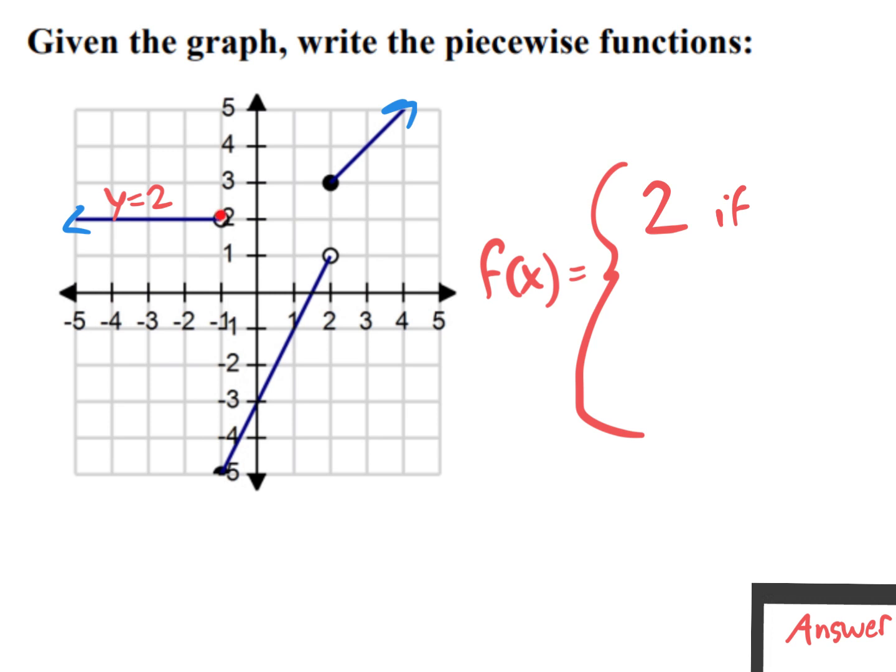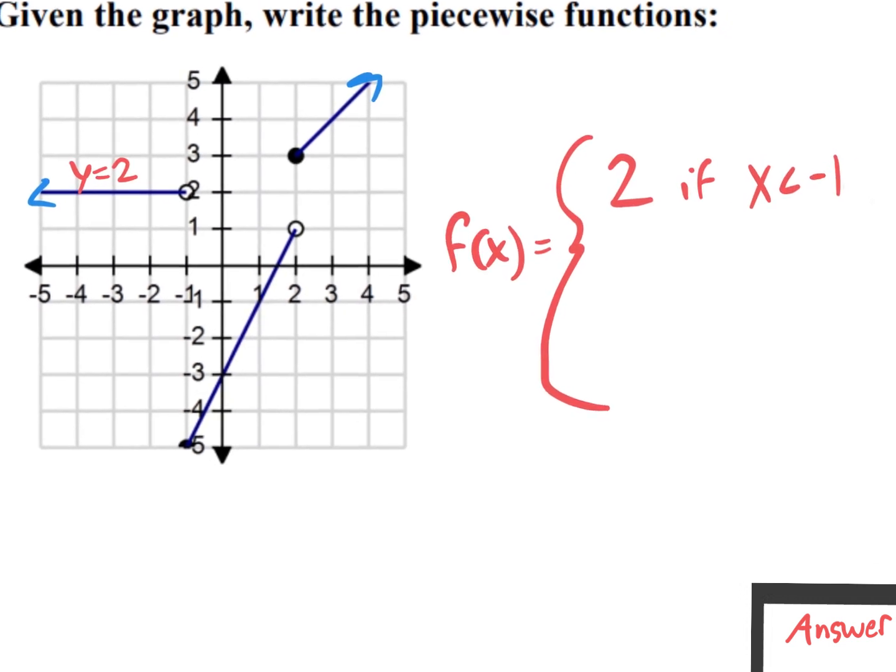If x is to the left of the x value of negative 1, right? So obviously the line doesn't exist that way to the right. It exists from this way to the left, and it's an open dot. So if x is less than that x value of negative 1. So if x is less than negative 1, okay?